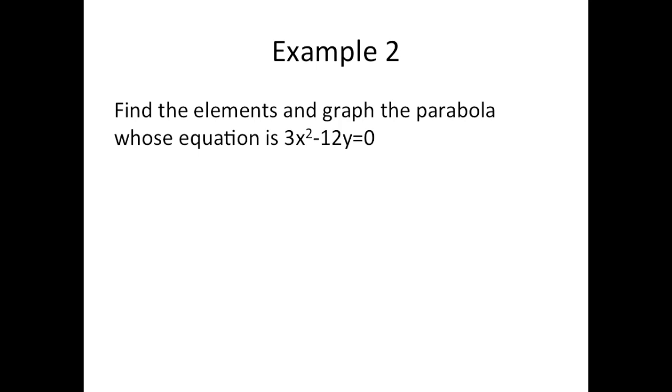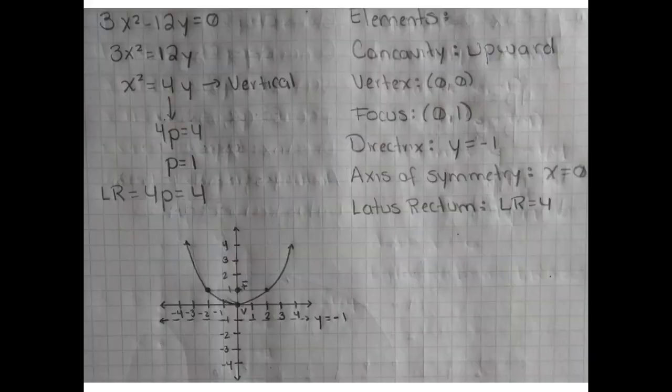So every time I'm giving you an equation, guys, the first thing you have to do is isolate y squared or x squared depending on what you have. For example, this one says, find the elements and graph the parabola whose equation is 3x squared minus 12y equal to 0. To isolate x squared, you would have to take the 12y adding to the other side and the 3 dividing. So this would be your process. You take your 3x squared minus 12y equal to 0, you take the negative 12y, you pass it adding, and you take the 3 dividing, and now you have it looking like the equations that we worked with yesterday.